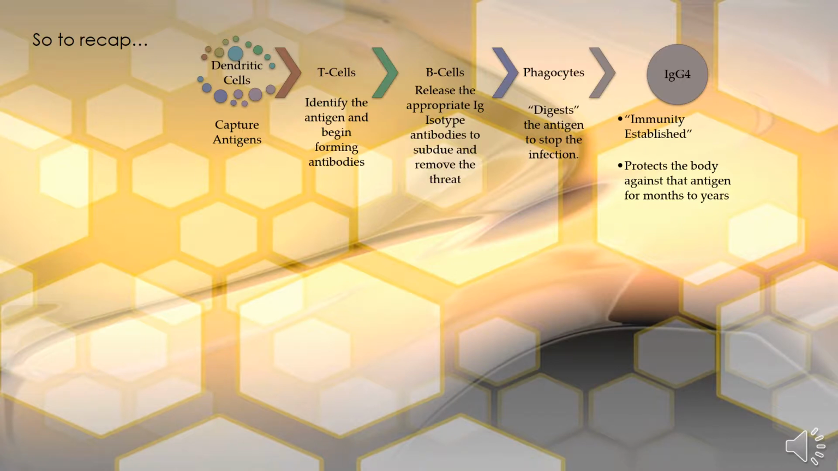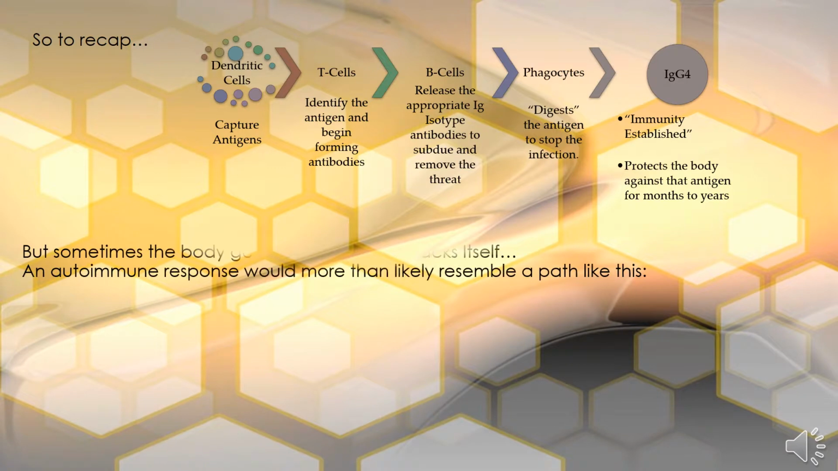Immunoglobulin G provides established immunity. It protects the body against that antigen for months or years after the initial infection. But sometimes the body does get confused and attack itself.